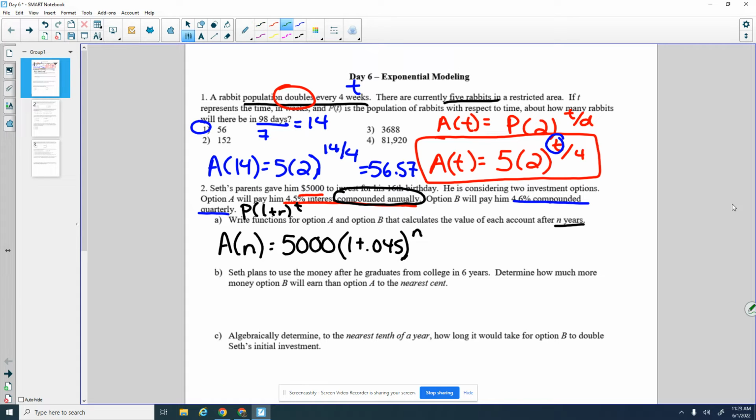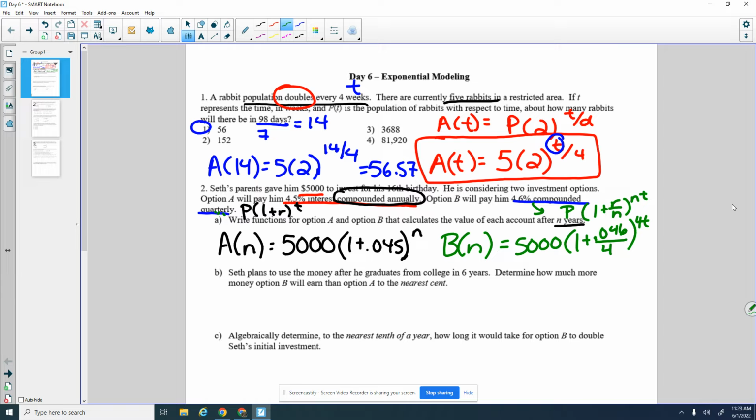So the next one, B of n. Now this one is compounded quarterly. So I'm going to put this formula over here. We're going to use the compounding formula, which is 1 plus R over n to the nt. So we have P is 5,000, 1 plus 0.046. Quarterly means we're compounding 4 times a year, so there's a 4 there and then a 4t.